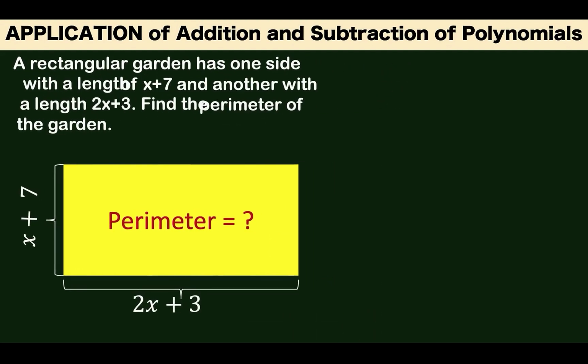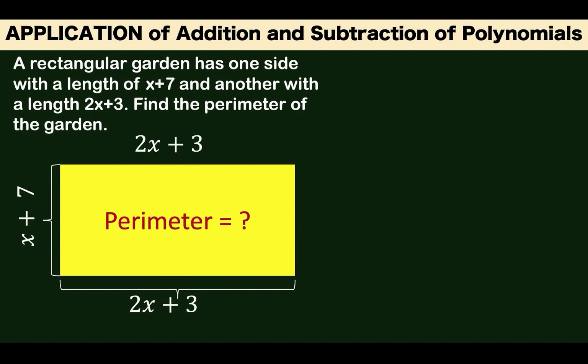So what is a perimeter? A perimeter is the distance around the figure. So if this is x plus 7, this is also x plus 7 because opposite sides of a rectangle are equal. If this is 2x plus 3, the opposite side must be the same measurement because opposite sides are equal. And therefore, to find the perimeter, in the book, usually they have this formula. Perimeter is equal to 2L plus 2W because there are two lengths of the same measurements and two widths of the same measurements. But since we are still in addition and subtraction of polynomials, let's not perform the multiplication yet.